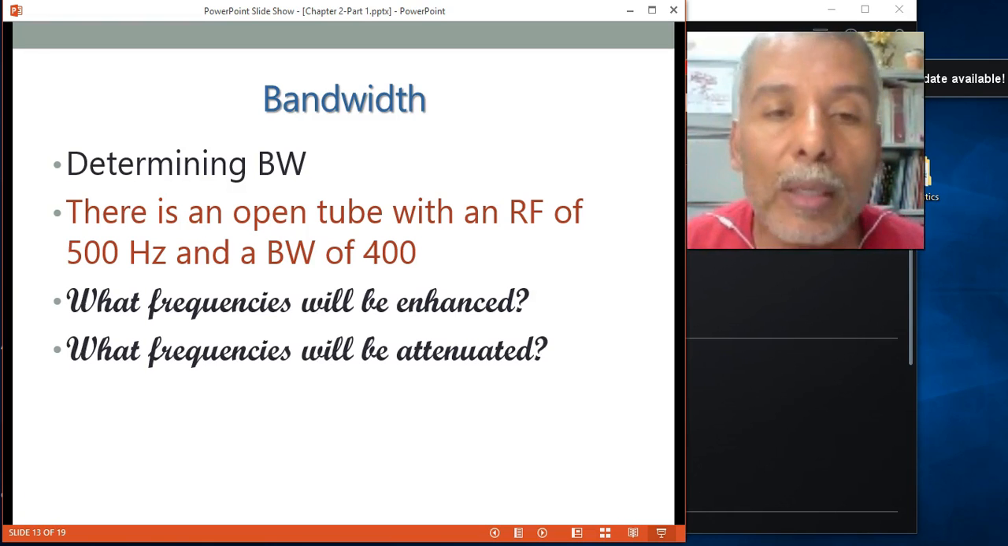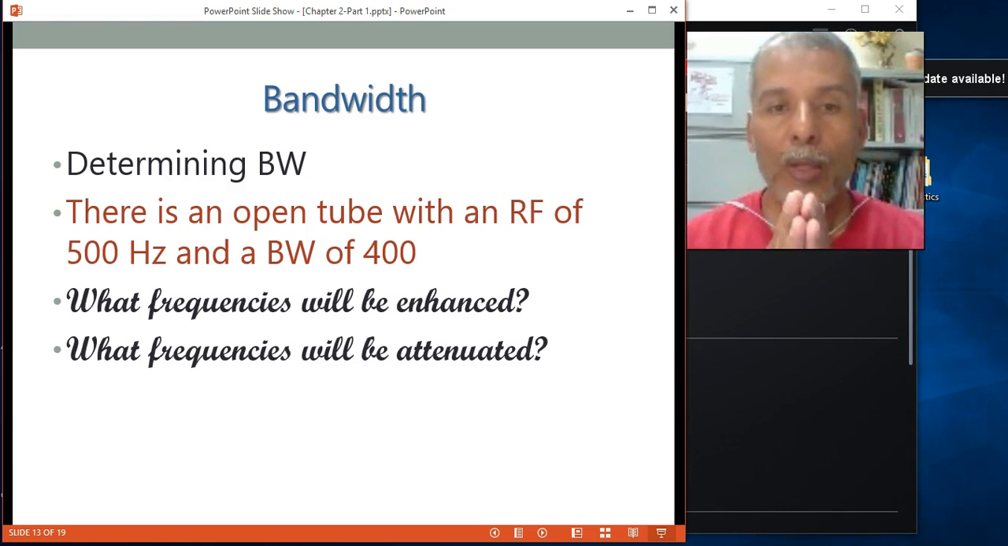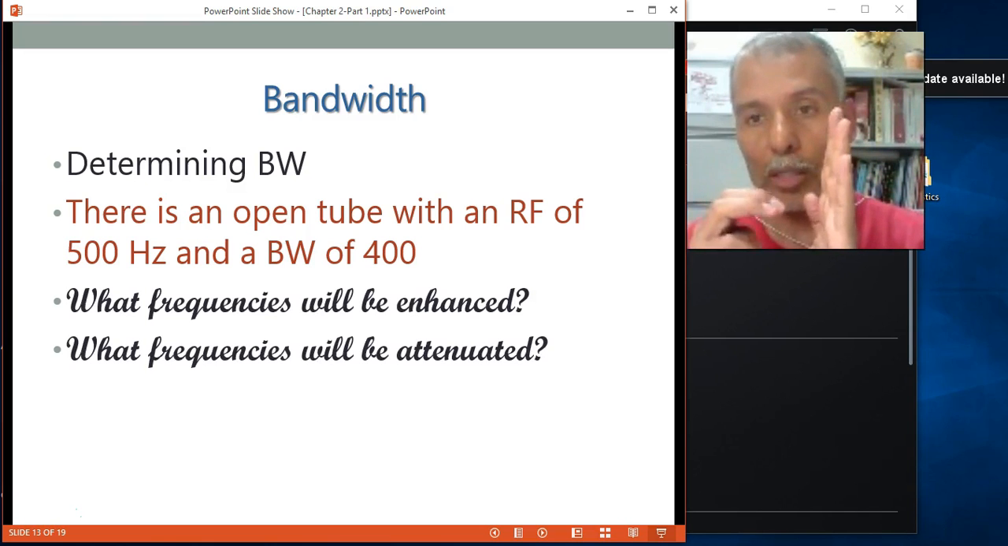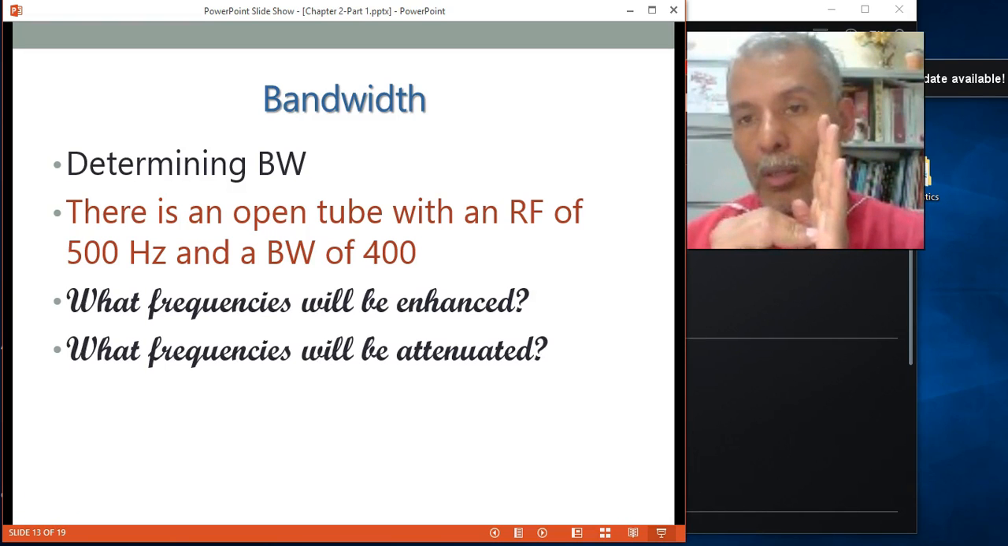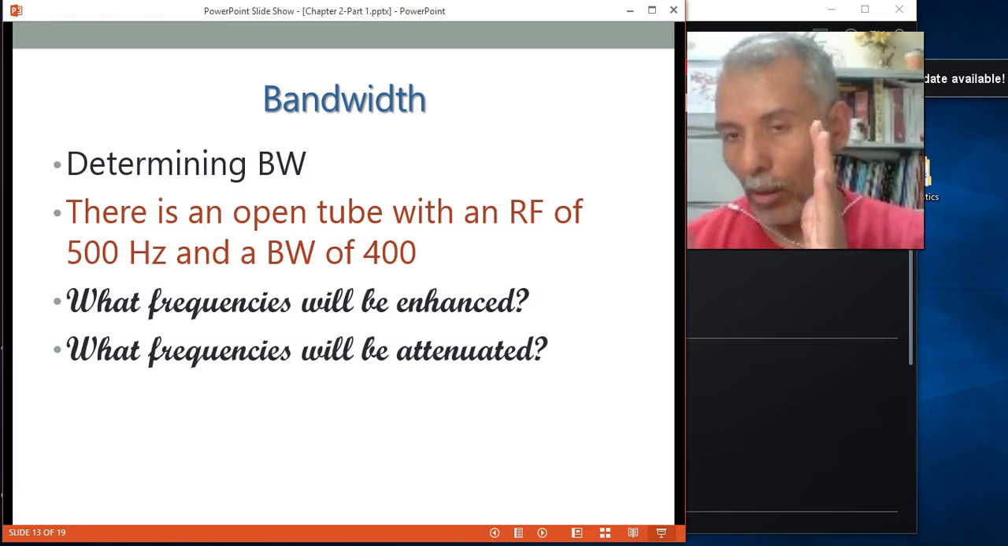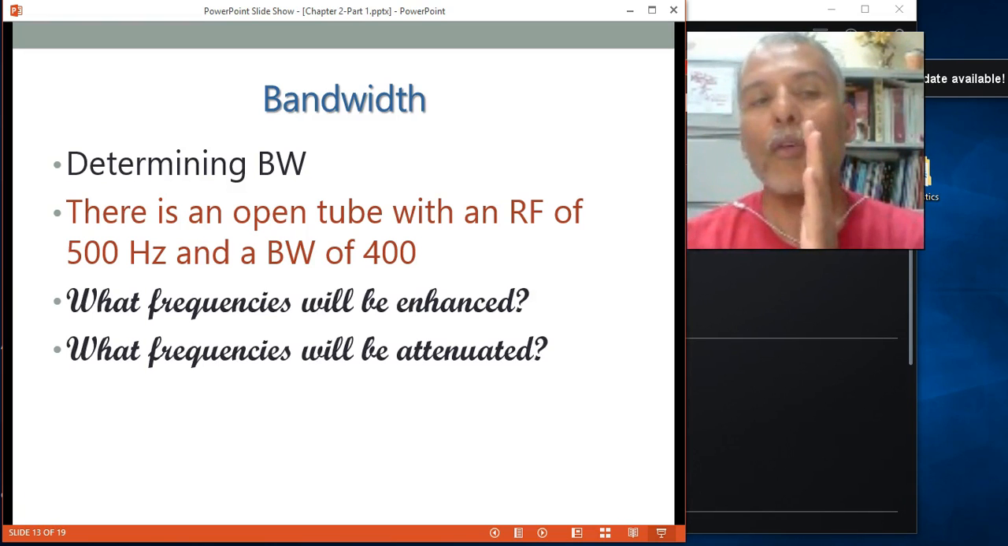So what you do immediately, take the bandwidth and split it in half. Here is your center frequency. For the possibility that you can get close to 500, there are two possibilities. One way is to go from 300, 400, 500. The other way is to go from 500 to 600, 700. So it is a pyramid. Whatever you do in the lower end is repeated on the other end.